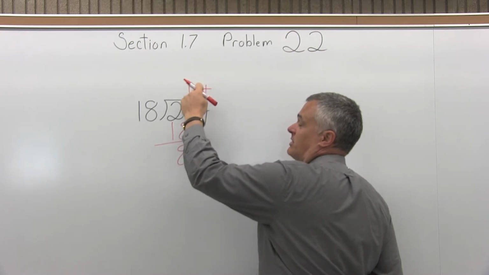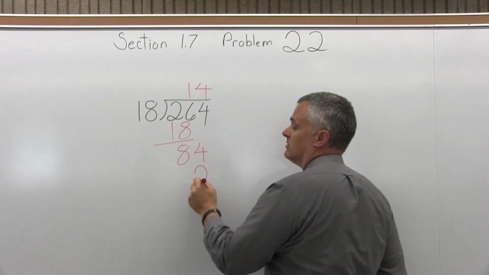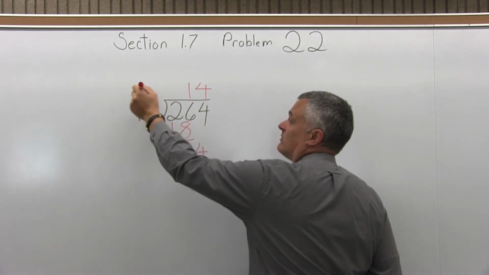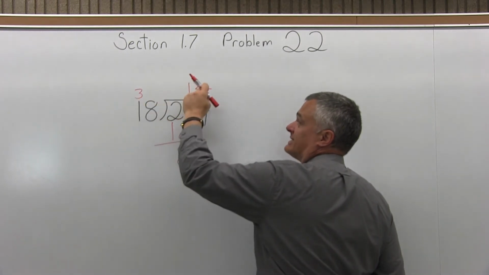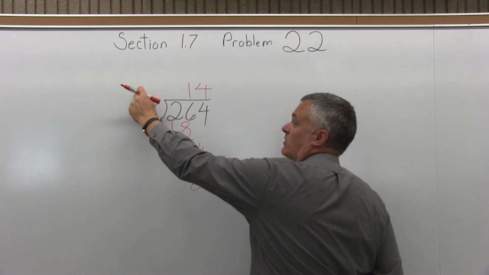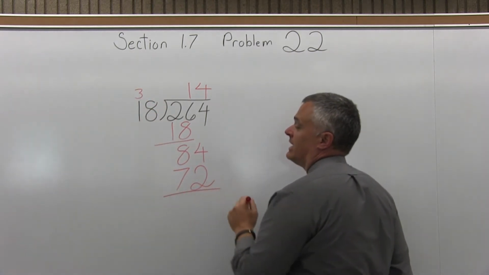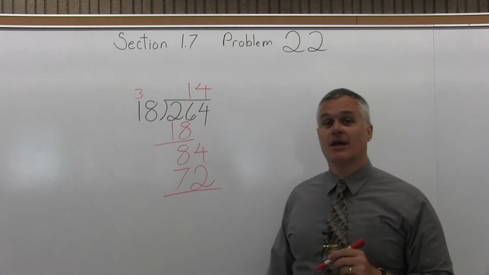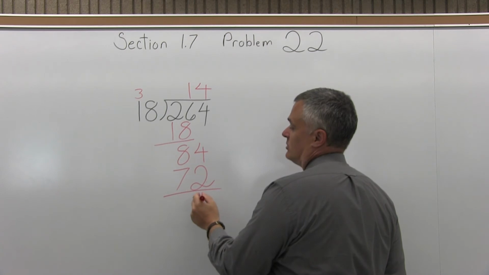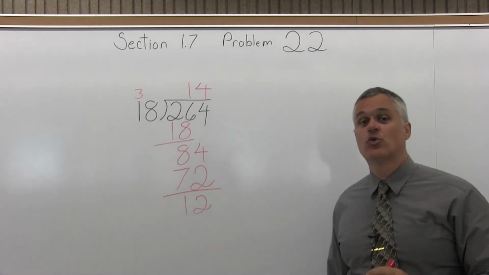So now if I multiply, 8 times 4 is 32. So I'll write the 2 from the 32 and then carry the 3 from the 32 over to the top of the next digit. 4 times 1 is 4. 4 plus 3 more is 7. And then I can subtract 84 minus 72. Well, the 4 minus 2 is 2. 8 minus 7 is 1, so 84 minus 72 is 12.